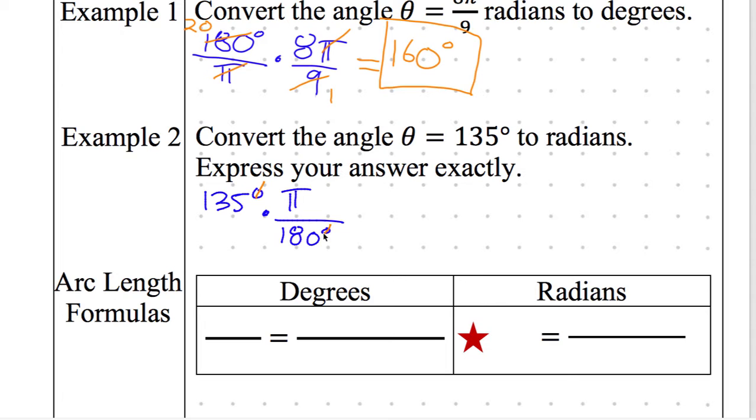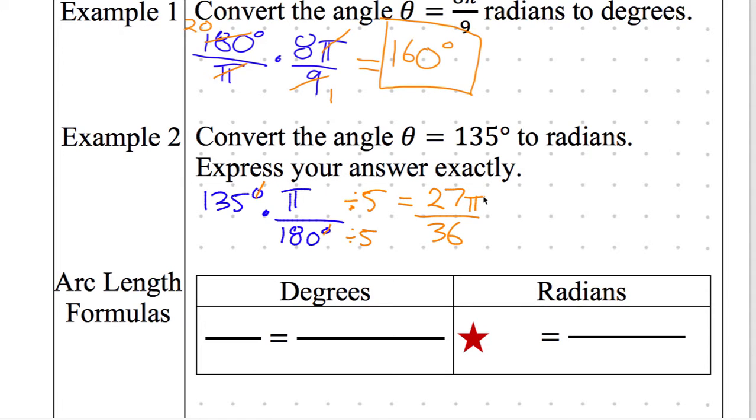How do I simplify 135 over 180? What common factors do 135 and 180 have? What can I divide the top and bottom by? Yeah, divide the top and bottom by 5. Divide by 5, divide by 5. When I do that, 135 divided by 5 is 27, so 27 on the top. And on the bottom, 180 divided by 5 is 36. So I'm left with 27 pi over 36.